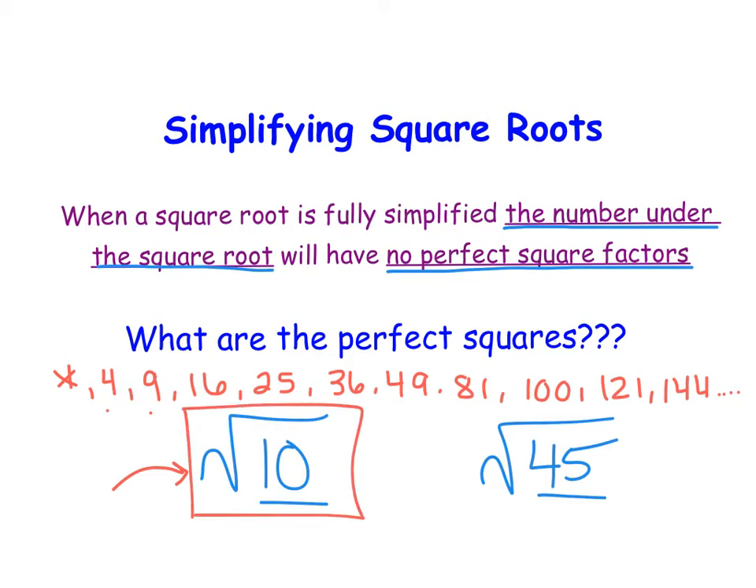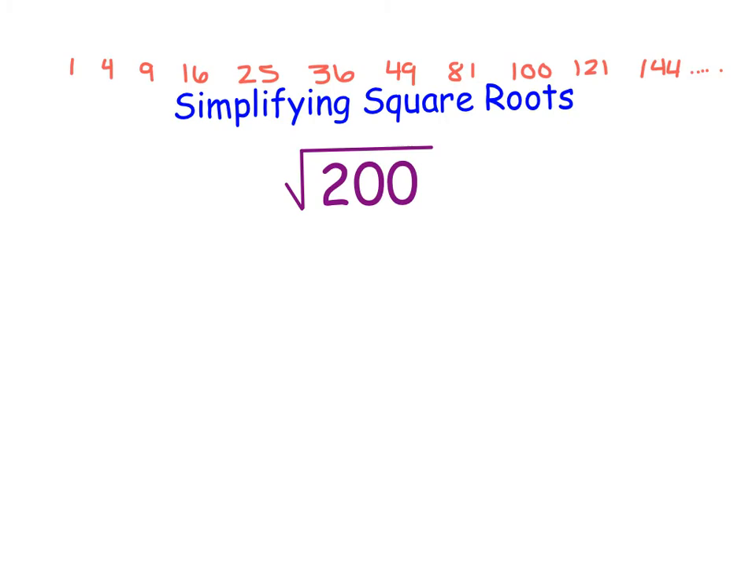Now if we look at 45, 45 is divisible by 9, so this one is not fully simplified yet, because it is in fact divisible by a perfect square, and we'll have to do something in order to simplify it further. When we look at a square root and we're going to simplify it, we always start by looking at whether or not it is divisible by any of the perfect squares that we know.